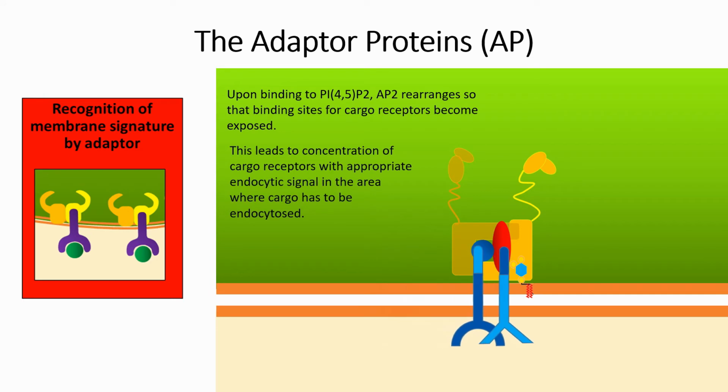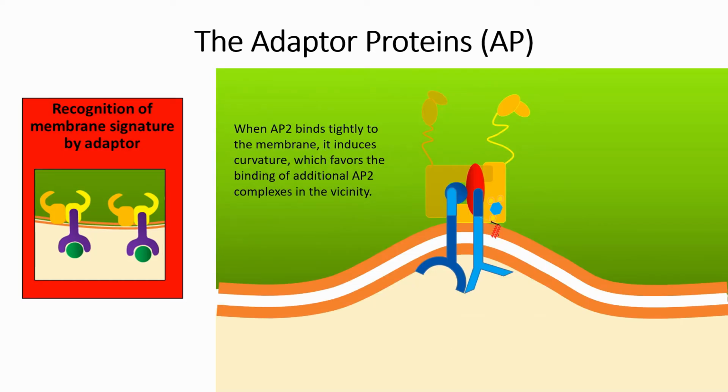This leads to concentration of cargo receptor with appropriate endocytic signal in the area where cargo has to be endocytosed. When AP2 binds tightly to the membrane, it induces curvature, which favors binding of additional AP2 complexes in the vicinity.